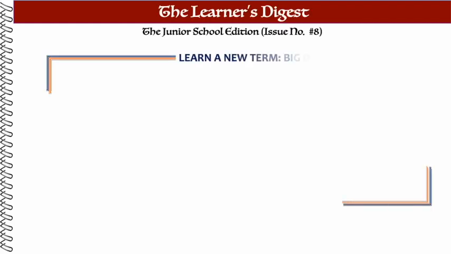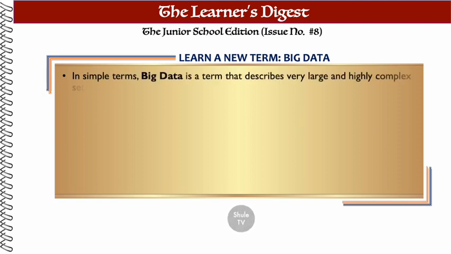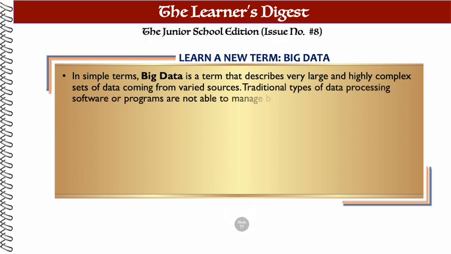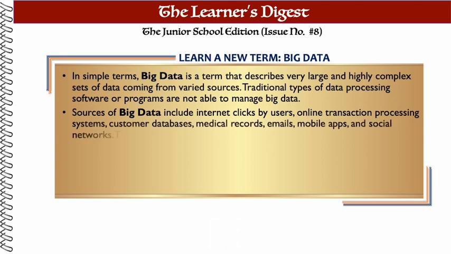Let us now learn a new term, big data. In simple terms, big data is a term that describes very large and highly complex sets of data coming from varied sources. Traditional types of data processing software or programs are not able to manage big data. Sources of big data include the following: internet clicks by users, online transaction processing systems, customer databases, medical records, emails, mobile apps, and social networks.